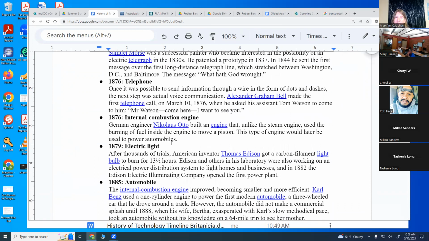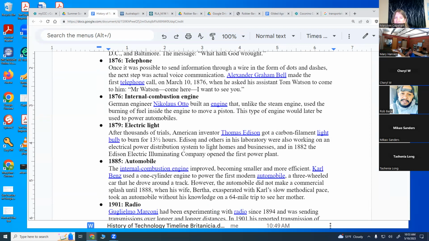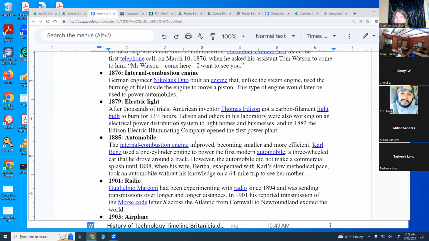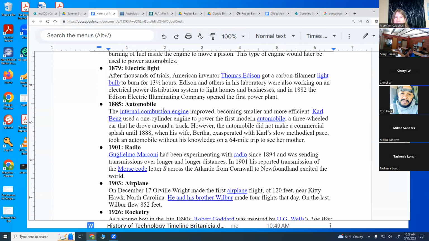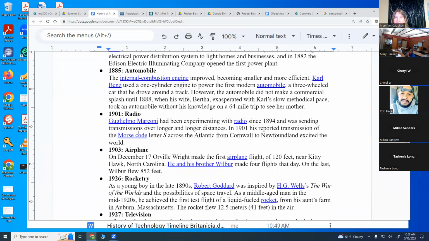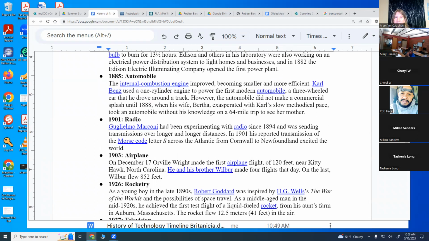Internal combustion engine. That doesn't say they were produced yet, but it was invented. That's burning fuel. Electric light. That's between 1865 and 1900. Here comes the automobile. I don't think it was, yeah, I guess it did get produced enough for people to buy it. Soon after that, radio. So that's our different era right there.